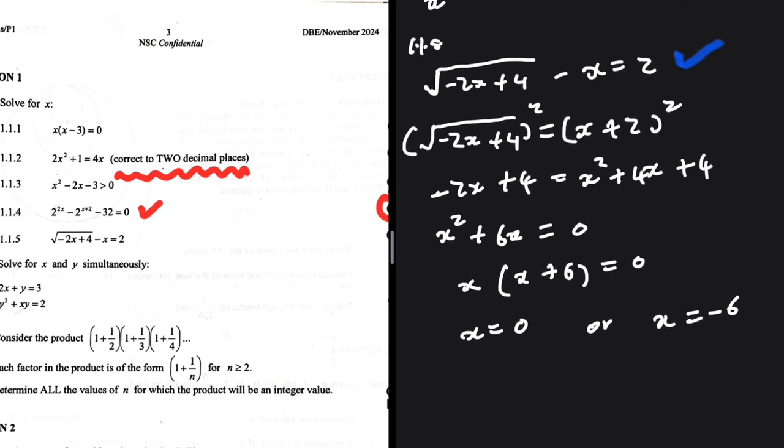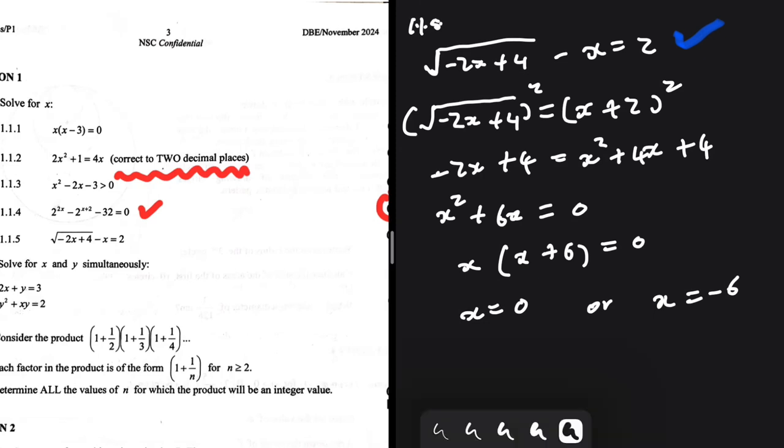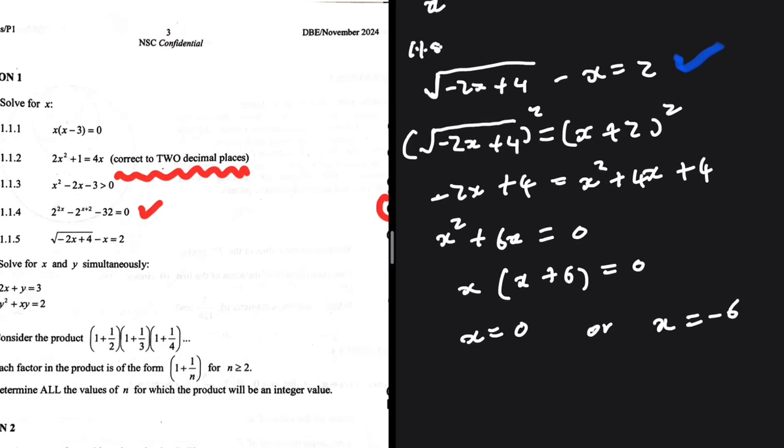So we need to test and see which one between these two is not necessarily true. It is possible sometimes that they are both correct. Sometimes you can find a case like that, but let's test it out. When I substitute 0, it's supposed to give me 2. So the square root of minus 2 multiplied by 0 plus 4, minus 0, gives me 2. So x is equal to 0 is working, right?